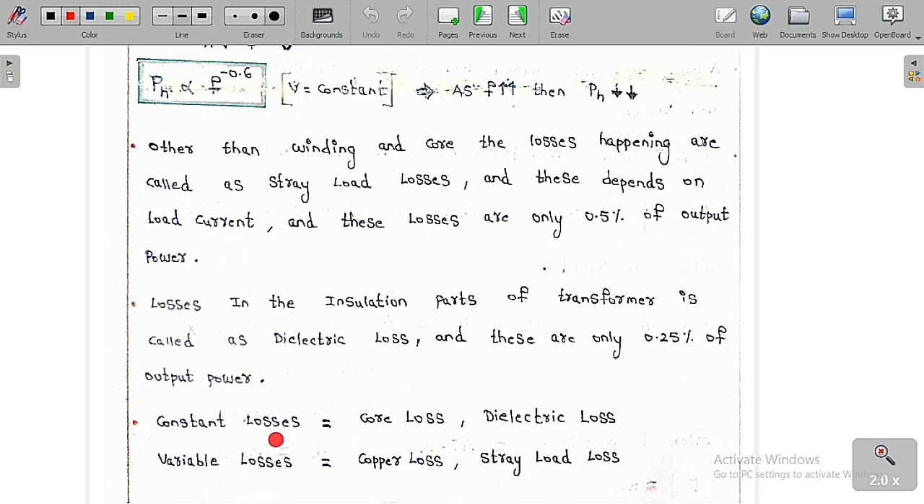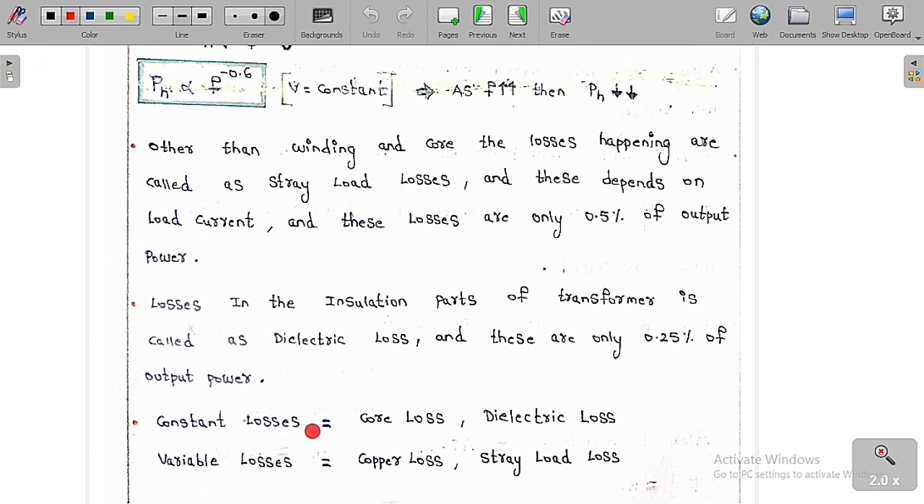See, constant losses means core loss and dielectric loss. Core loss and dielectric loss are always said to be constant losses, whereas the variable losses are the copper loss and the stray losses, because copper loss depends on the load current and the stray losses also depend on the load current. So as the load varies, the load current varies. Therefore, we can say that these are variable losses.